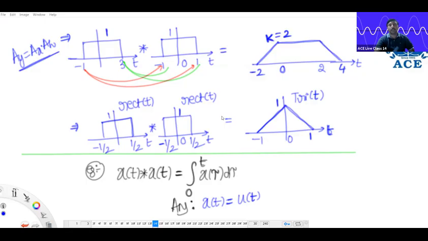Unequal length rectangular convolution is impulse. How is it impulse here? Because del(t) convolved del(t) is del(t). Integration of impulse is step. Step function is the correct answer.